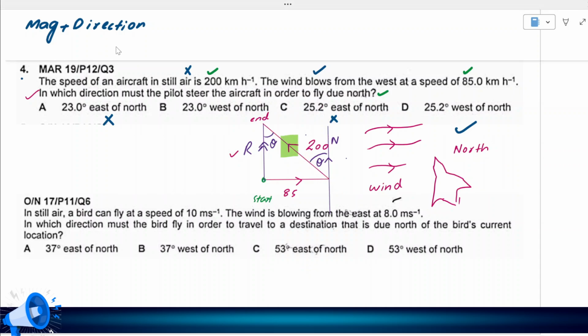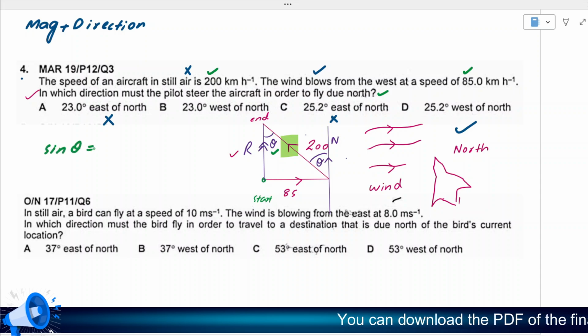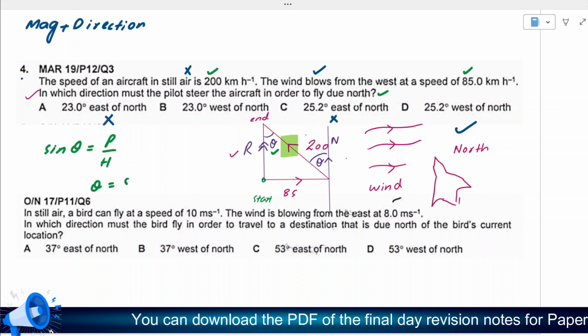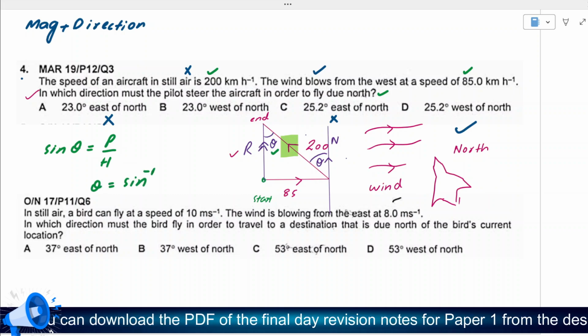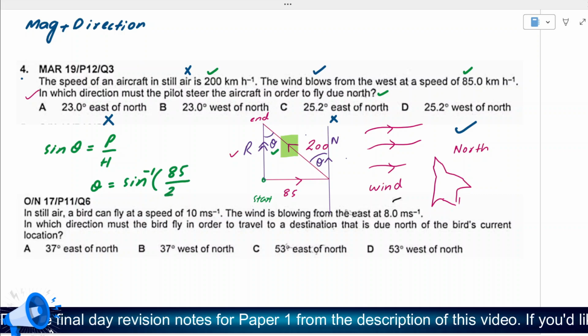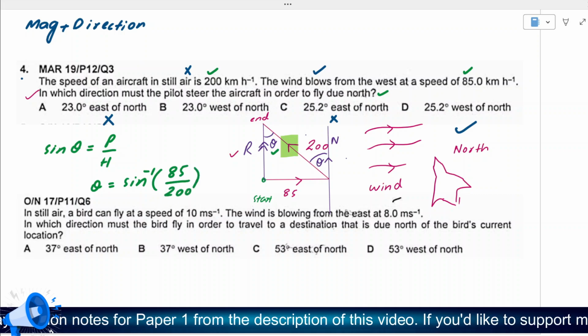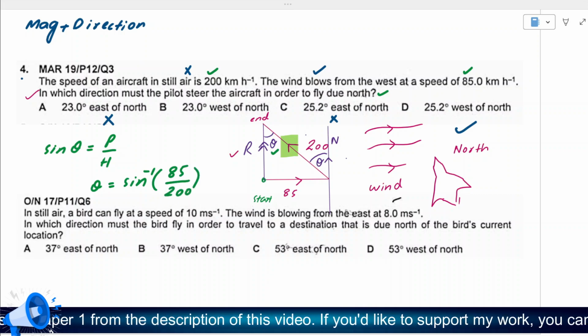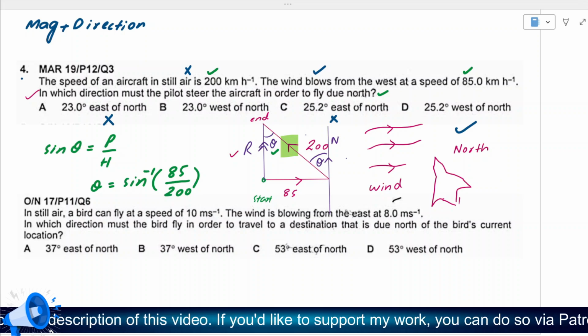Now in order to find the angle theta, let's say this is the angle theta, this is perpendicular, and 200 is the hypotenuse. So sine theta equals perpendicular over hypotenuse. Theta equals sine inverse. Perpendicular is how much? 85 divided by 200. So you hit it on the calculator, you get 25.2.